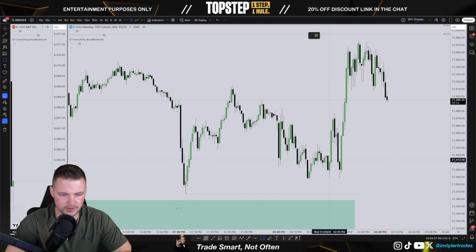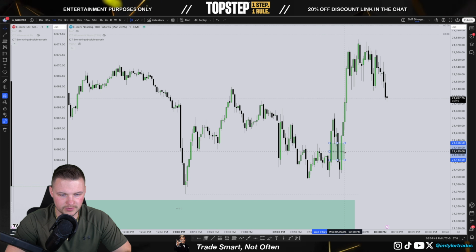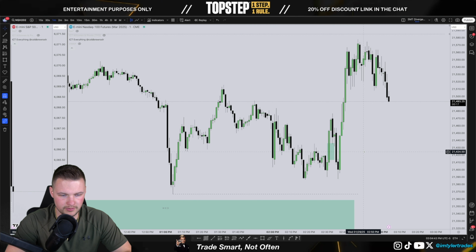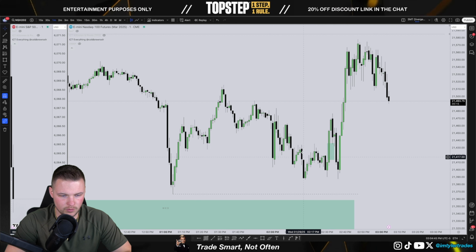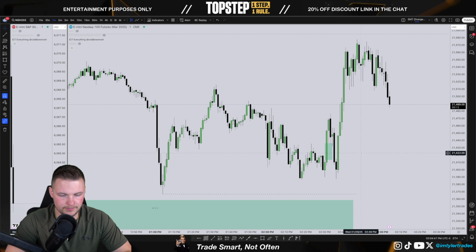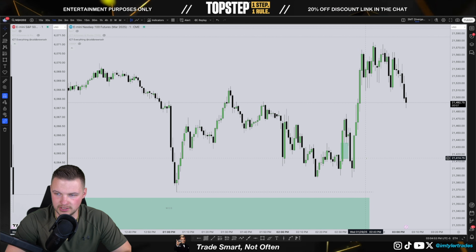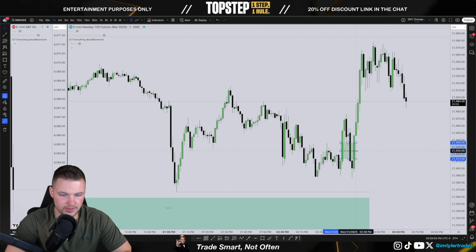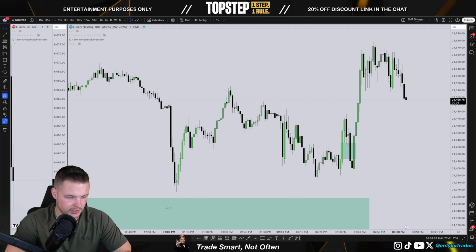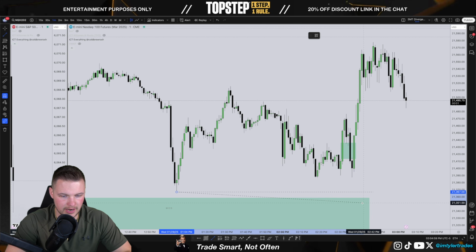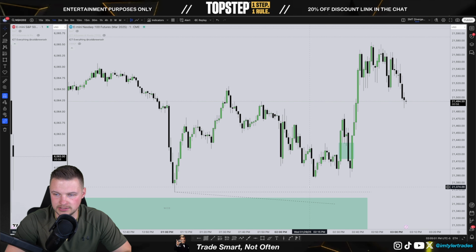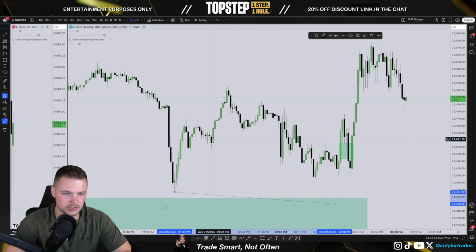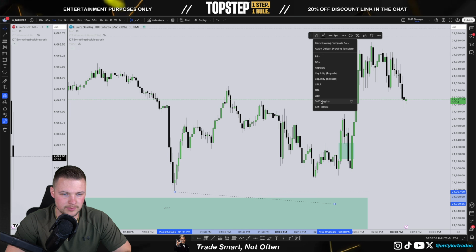So this little move up here, we had this move up and created this displacement above this order block here. And I was thinking about playing long right off of this because we had an SMT with this low at that moment with E-mini S&P. So we had an SMT divergence with this low with E-mini S&P.